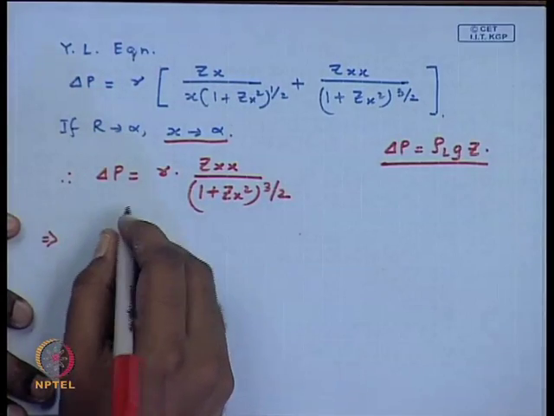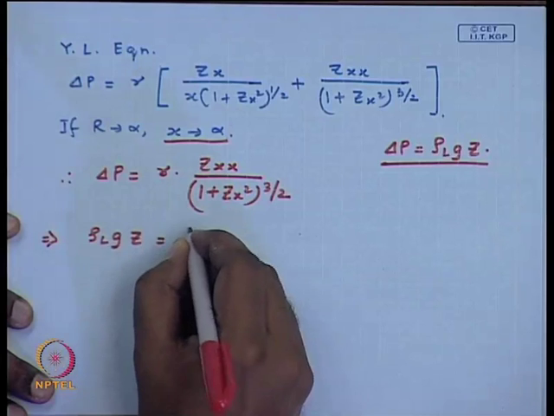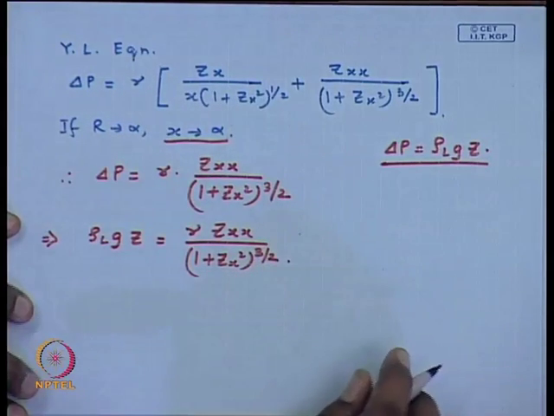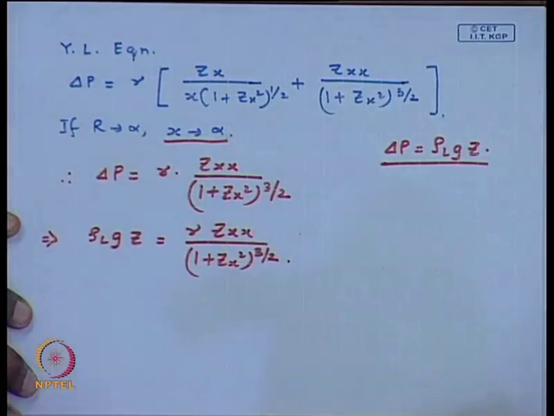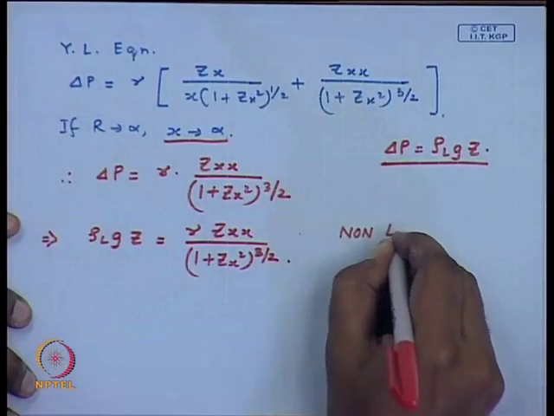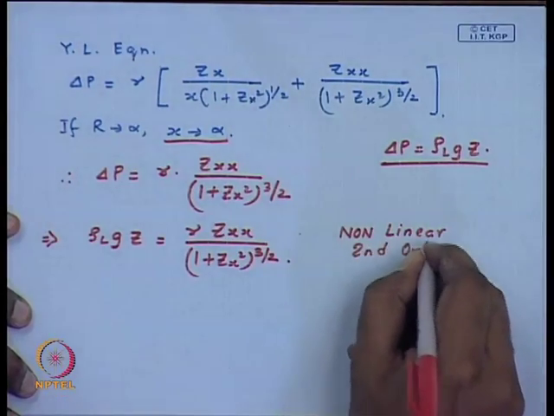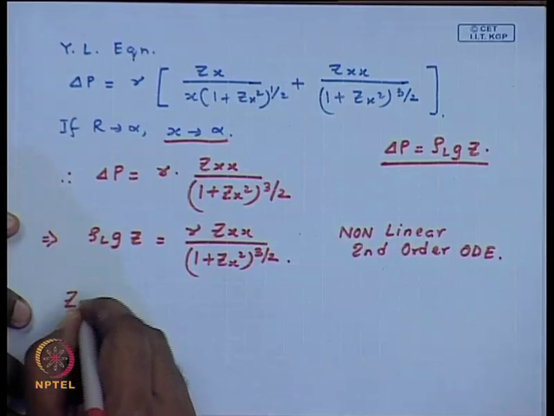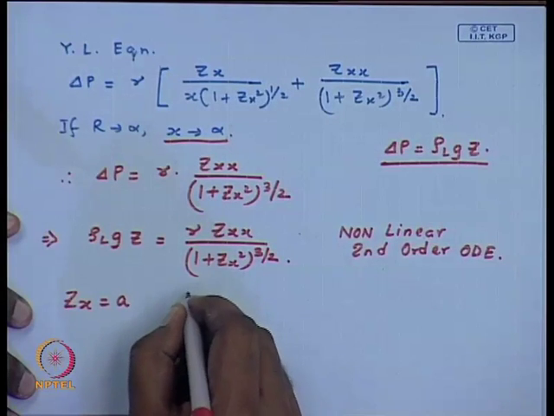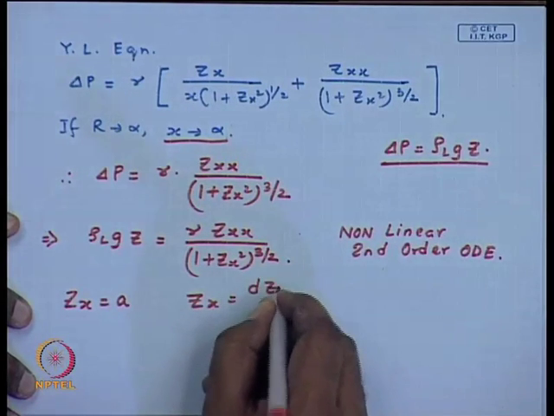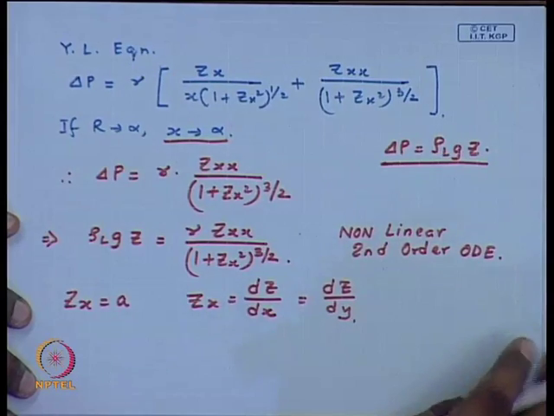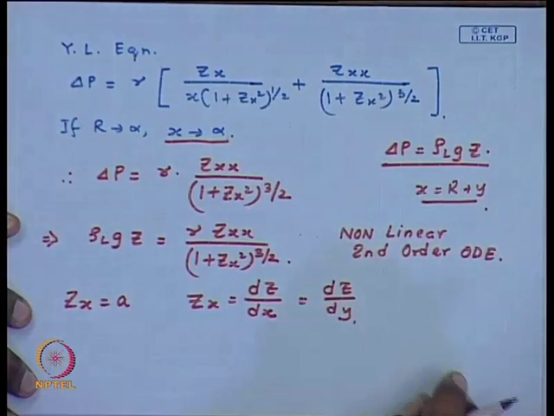So, we have, which if you look at it has z_x, z and z_xx, a nonlinear second order ODE. Now, just like the previous approach, we define a dummy variable to simplify things. Let us define z_x to be equal to a. z_x means del z del x, which is also del z del y, looking at the expression x is equal to r plus y, where r is a constant.